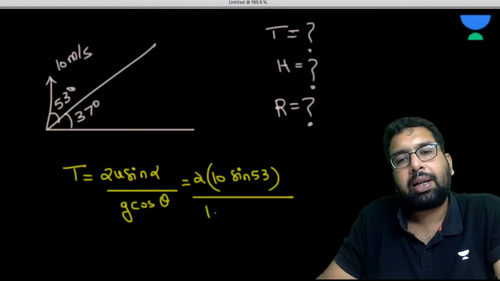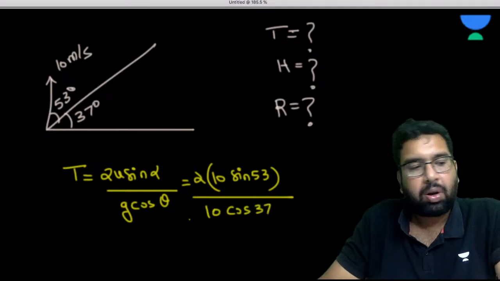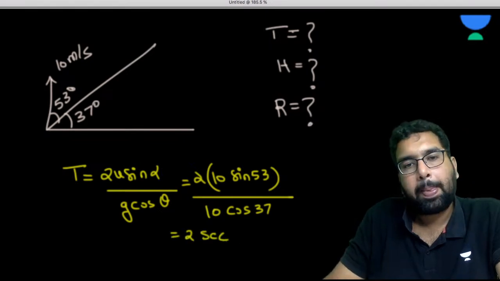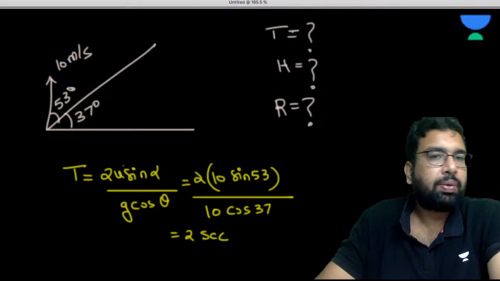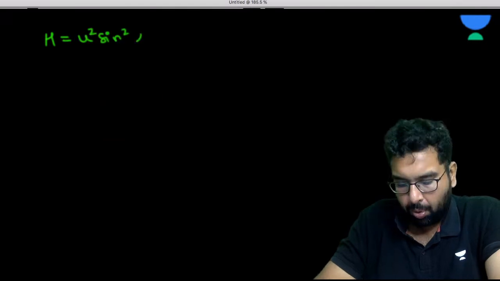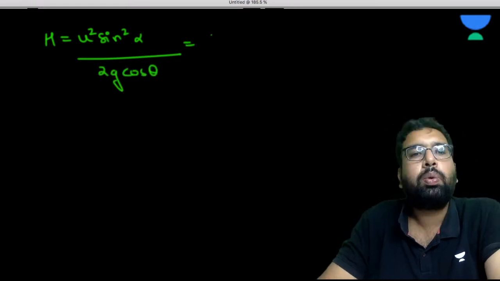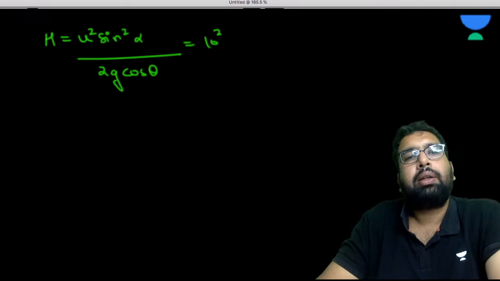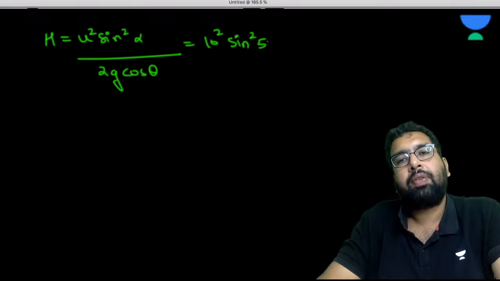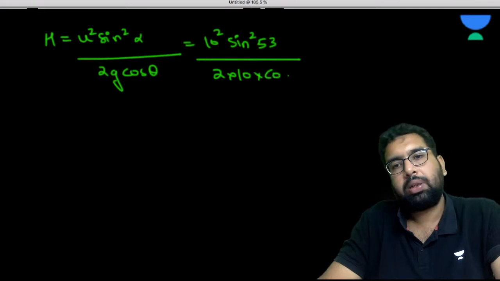U is 10, sine alpha, alpha is 53, so this is going to be 10 cos 37. Now when we solve it, I think we get 2 seconds. Similarly, we can find the height also. Height is u square sine square alpha upon 2g cos theta. This is the formula. So u is 10, square, sine square 53 upon 2 into 10, into cos 37.